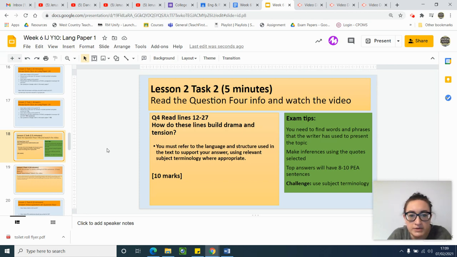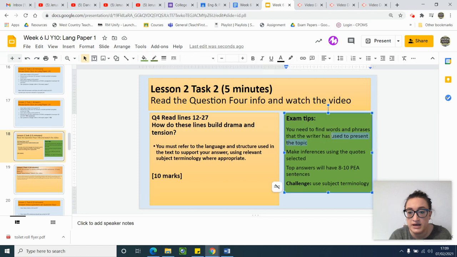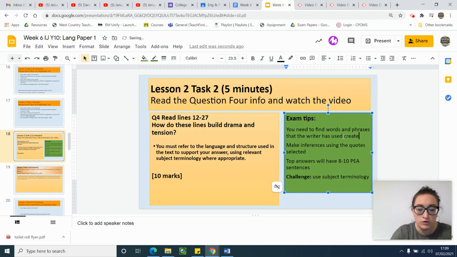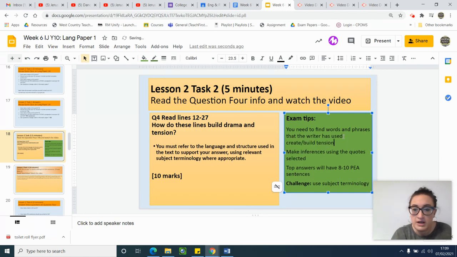So how do these lines build tension and drama? So you need to refer to language and structure, you need to refer to the text, and you need to use subject terminology if possible, and it is worth 10 marks. So exam tips, you need to find words and phrases that writers use to create tension or drama. Create or build tension. You need to make inferences about how that tension is created. And the top answers will have 8 to 10 PEAs.